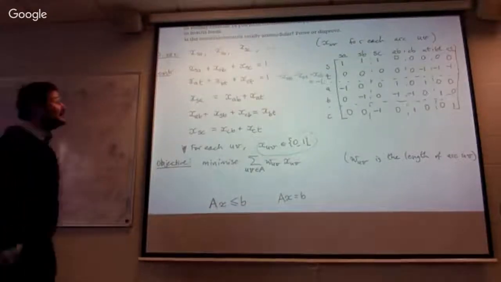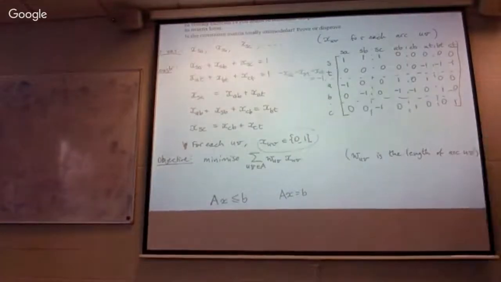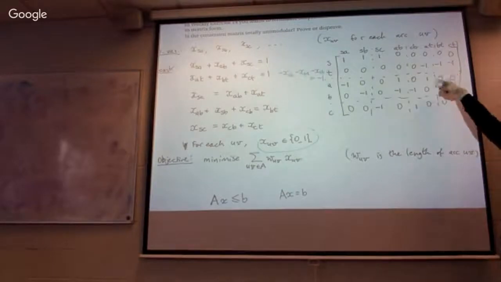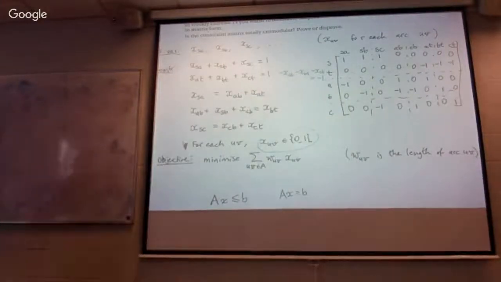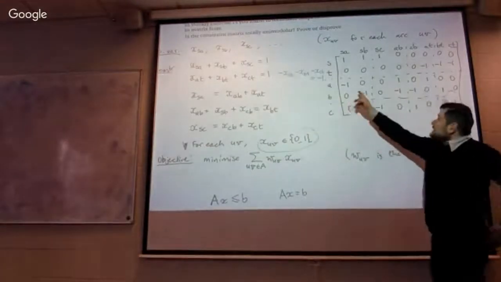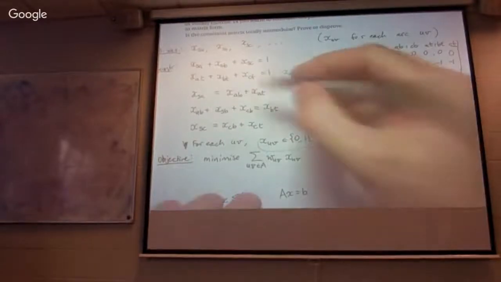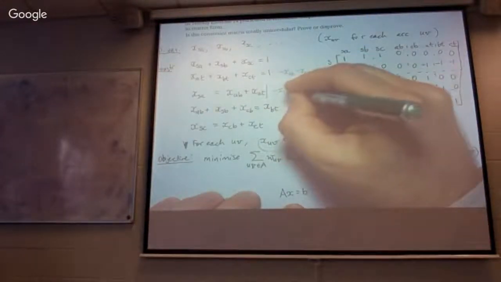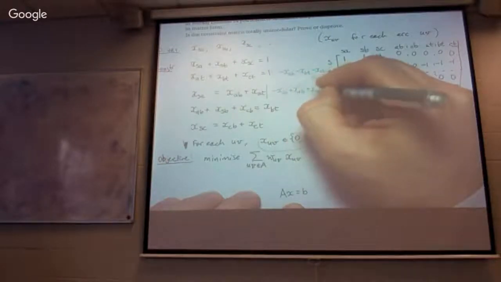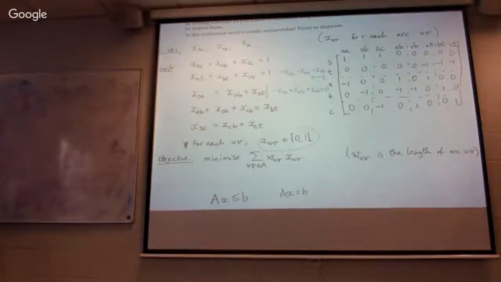And the purpose of rewriting it like that is that I want every column to sum to 0. And so now I have it. This constraint is -1 and 1 and 1, because I can write this constraint as -XSA plus XAB plus XAT equals 0. And it's the same for the remaining two constraints. So now I've got a matrix.